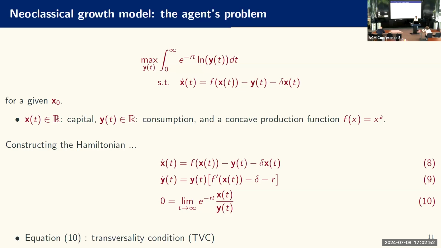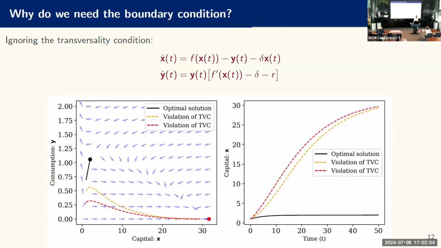So why do I need that condition again? Let's ignore it for a second and look at the vector field of capital versus consumption. This is the place I want at infinity to be, and the transversality condition guarantees this. The black line in the vector field is the optimal solution. Any solution that violates the transversality condition but satisfies those two has to end up at an attractive fixed point, which we call at the same time a sink fixed point.